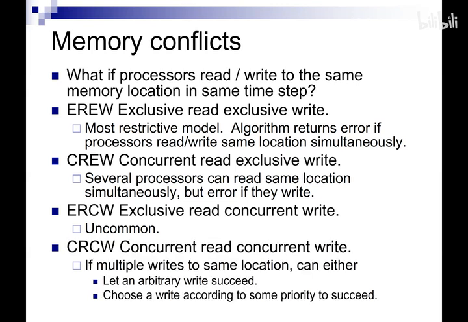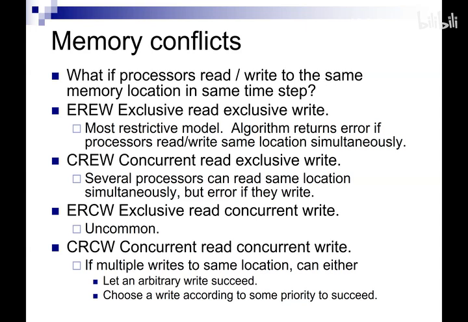And then the final model is the most general model. This is called CRCW, which stands for concurrent read, concurrent write. Here we do allow multiple processors to read from the same location in one time step, and you allow multiple processors to write to the same location in a time step. However, if you do have multiple processors writing to the same location in a time step, then only one of those values can be written, because it's a single memory location. If multiple processes write to it, you can't store all of those values. You can only store a single value.